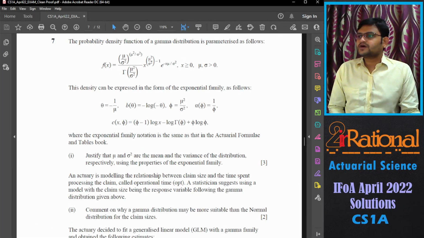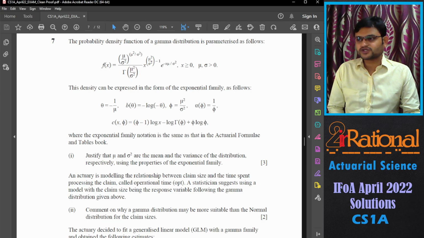Question number 7, the probability density function of a gamma distribution is parameterized as follows. This density can be expressed in the form of the exponential family as follows, where the exponential family notation is the same as that in the actual formula table book. First part, justify that mu and sigma square are the mean and the variance of the distribution respectively using the properties of the exponential family.